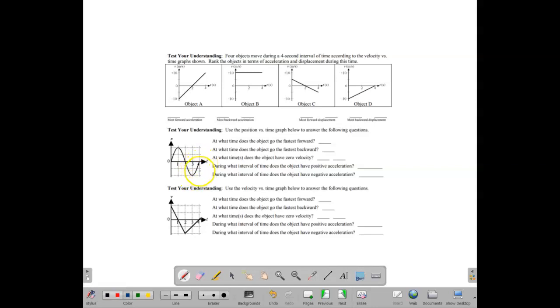Moving on to test your understanding. 4 objects move during a 4-second interval of time according to the velocity versus time graph shown. Rank the objects in terms of acceleration and displacement during this time.